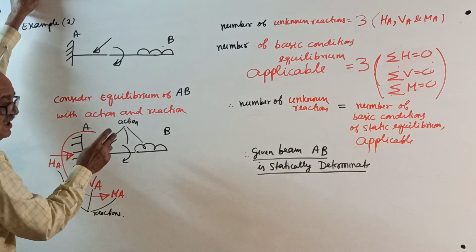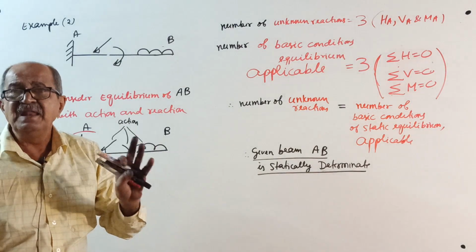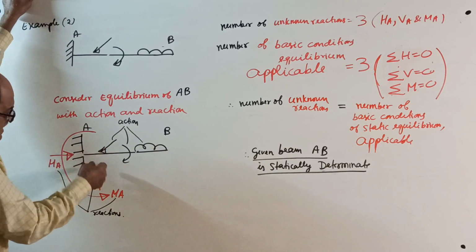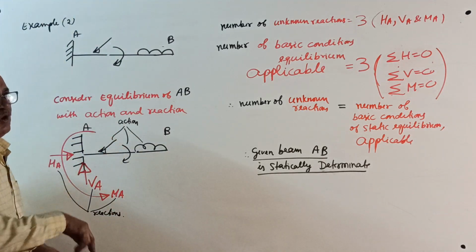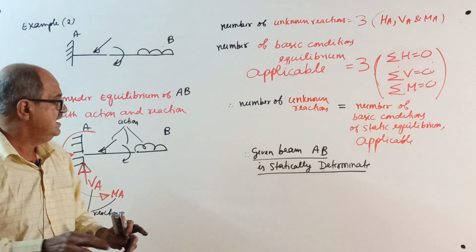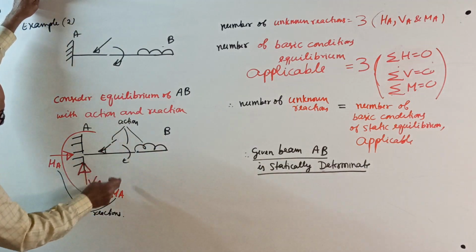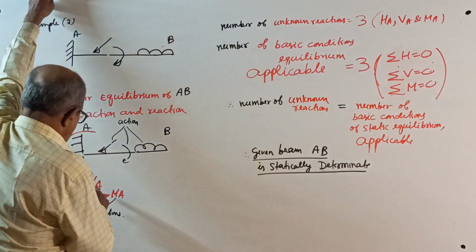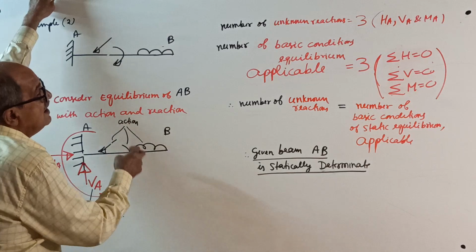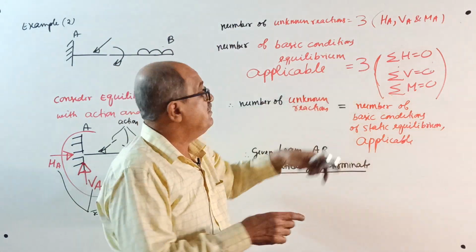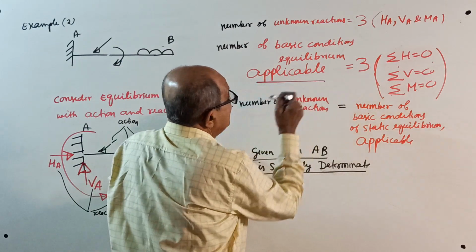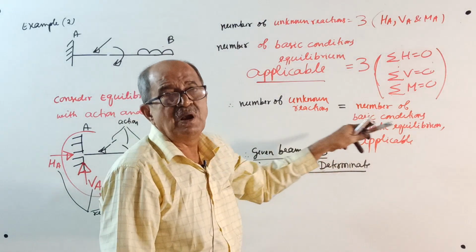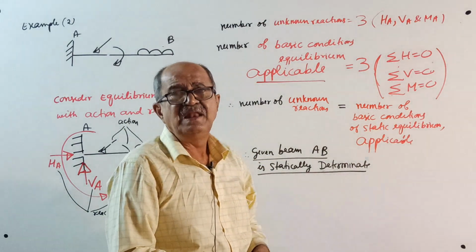Cantilever beam: a fixed support will have a vertical reaction, a horizontal reaction and a reacting moment. Why anti-clockwise? Don't bother, I know it is anti-clockwise. You just write 3 reactions. These are the action, these are the reactions. Number of unknown reactions, 3: HA, VA, MA. Basic conditions of equilibrium applicable, I will explain the word applicable, don't worry. Sigma H, sigma V, sigma M. Again, number of unknowns equals number of equations, so the given beam AB is statically determinate.